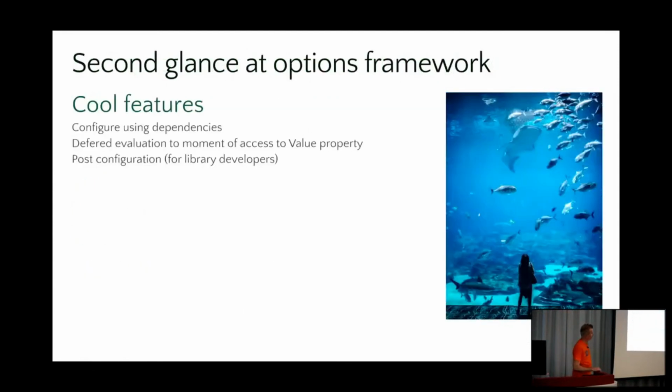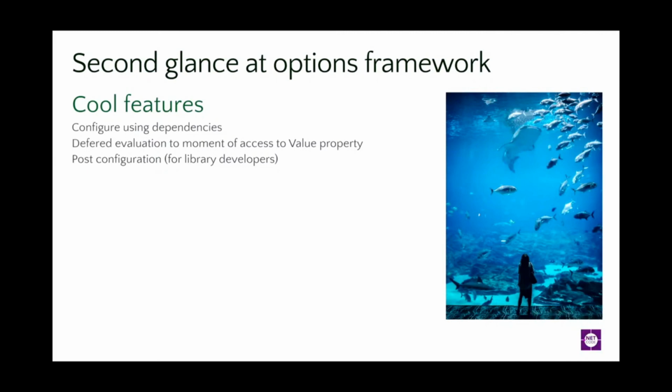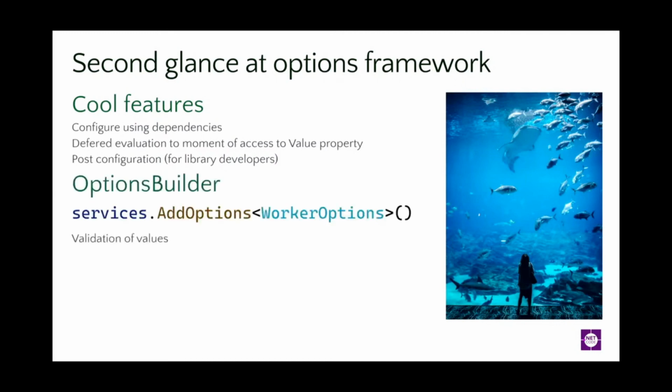But on second glance, there are all these cool features, so there's much more, where you can say, okay, I can configure from dependencies. I can defer the evaluation with that .value, so I can do stuff that might change the outcome of the actual value that is being read. And you can do post-configuration, because as you'll find, if there's configuration being added from multiple places, the last one wins becomes a thing. And if you're a library builder and you want to have the final say in the configuration, checking stuff, validating things, then you would need this post-configuration that you can use.